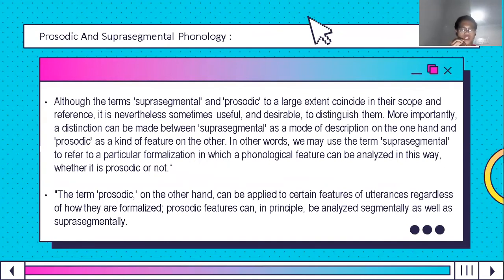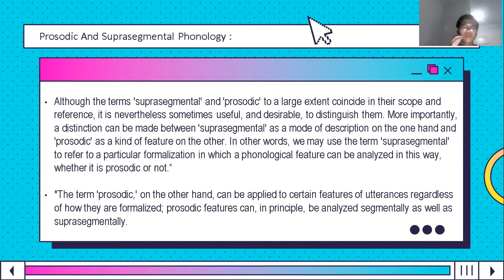Next we go to the part on prosodic and suprasegmental phonology. Although the terms suprasegmental and prosodic to a large extent coincide in their scope and reference, it is nevertheless sometimes useful and desirable to distinguish them. More importantly, a distinction can be made between suprasegmental as a mode of description on the one hand and prosodic as a kind of feature on the other.